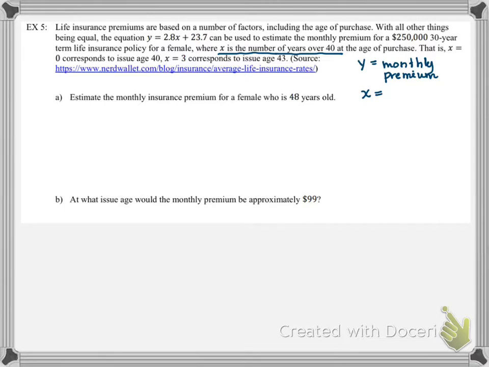So X isn't the age. Like if I gave you X equals 1, that would not mean that the issue age was 1 year old. It would mean it was 41 years old. So it's the number of years beyond 40. So age after 40, or years after 40. You can write that however makes sense to you.